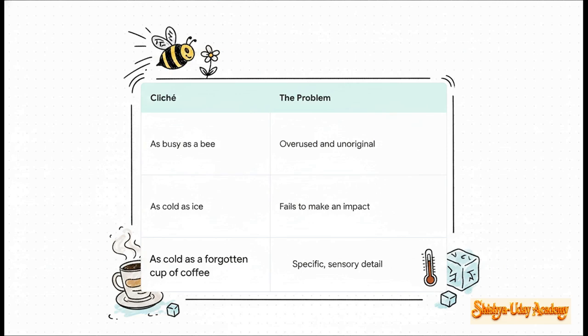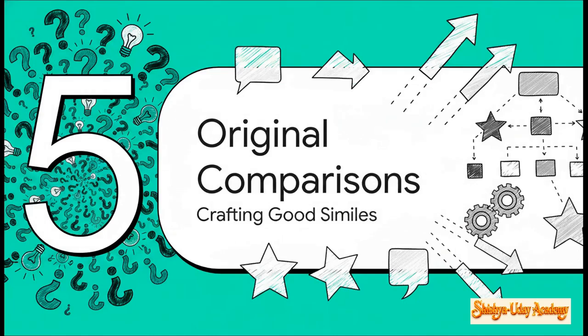But look at that fresh alternative at the bottom that actually adds detail. Cold as a forgotten cup of coffee. Suddenly, picturing that stale, abandoned mug, you actually feel that specific, disappointing room temperature chill, don't you? So how do we fix these boring cliches? Section 5, Crafting Original Comparisons.